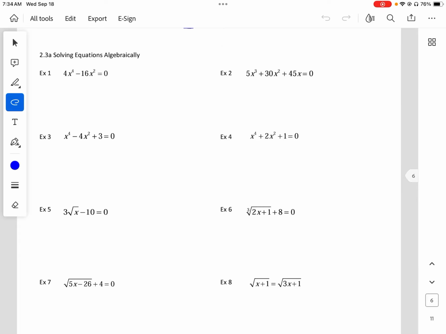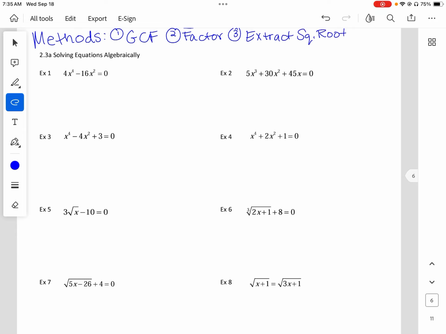We are going to solve all kinds of problems using all the methods that we've learned so far. So, the different methods that we have learned are GCF, factoring, extracting a square root, completing the square, and the quadratic formula.